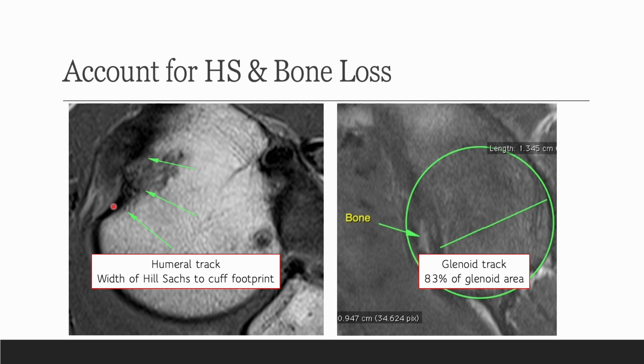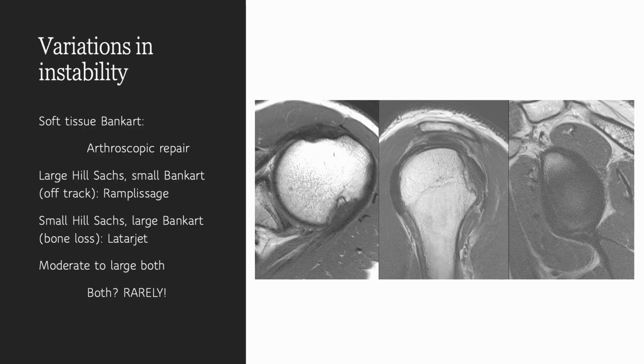So take, for example, this case. You have a humeral track, which is the width of this Hill-Sachs lesion to the cuff footprint tear. That is this width. We don't care about craniocaudal. We don't care about depth. We just want to know this width. And then we have somebody here where we have the glenoid track, which is the normal glenoid diameter, 83% of it, minus the bone loss, which gives you the total amount of the residual glenoid track. And again, if the humeral head or the Hill-Sachs or the humeral track exceeds the glenoid track, then that means you have an engaging morphology.